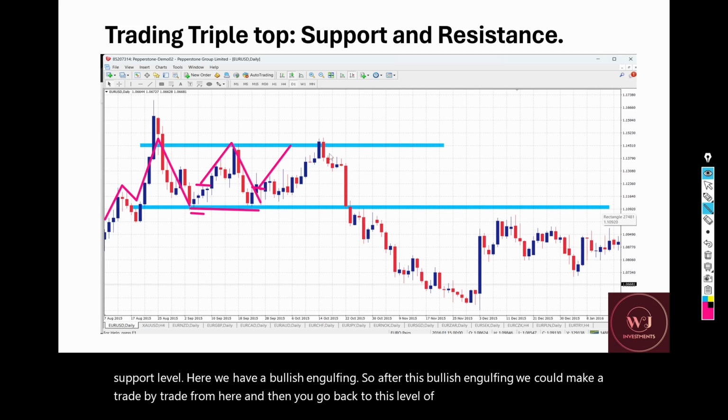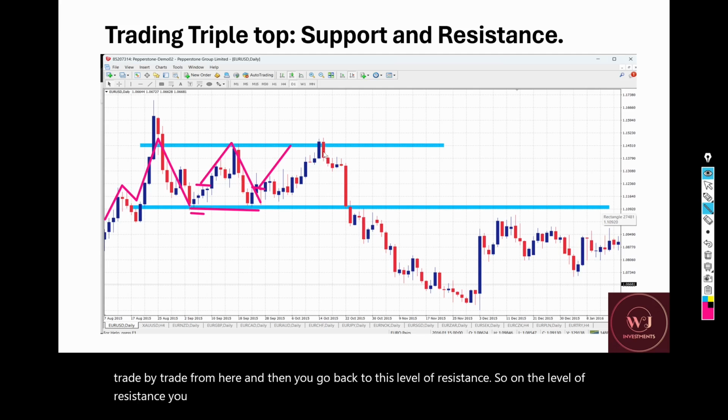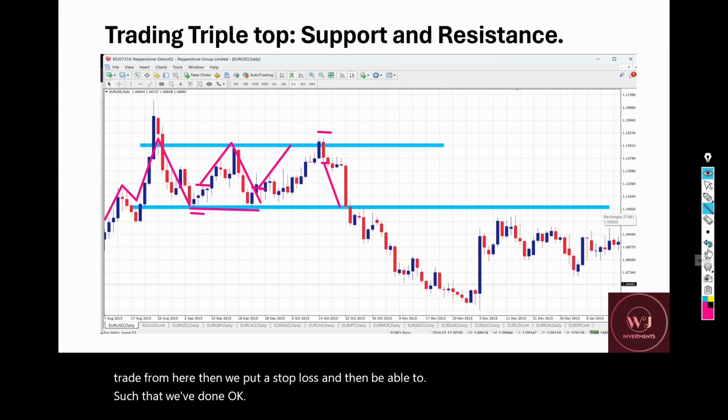So on the level of resistance, you could still see that here we have a bearish engulfing. So we could make our short trade from here, then we put a stop loss, and then be able to catch the wave down. Okay, so that is how we trade the triple top chart pattern.